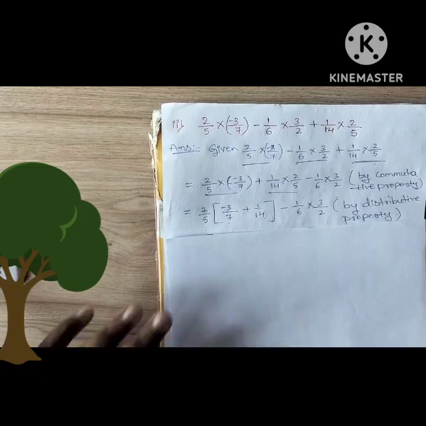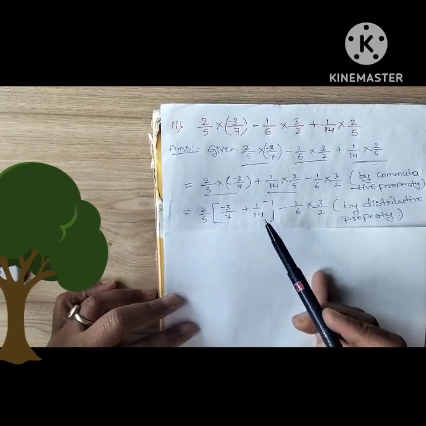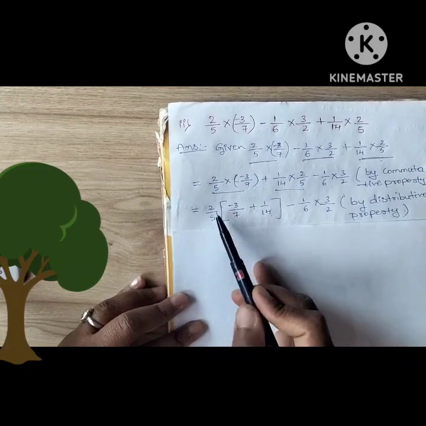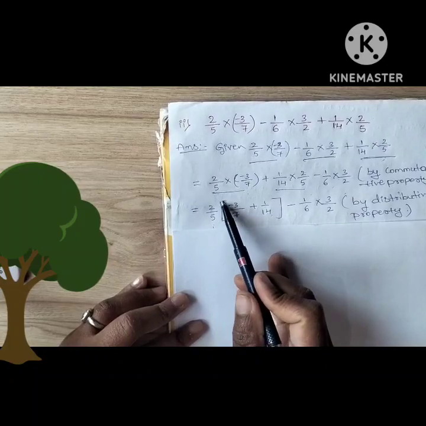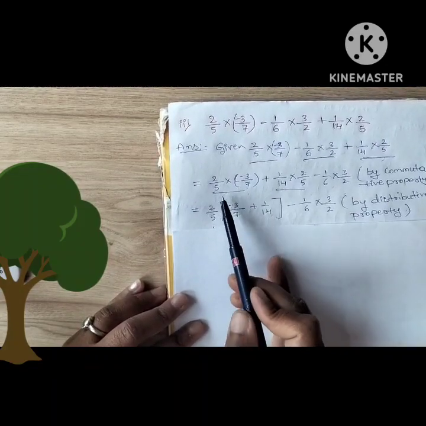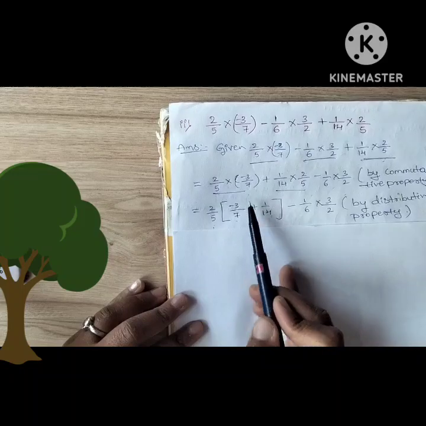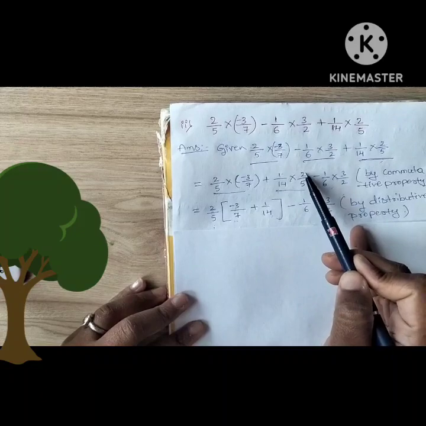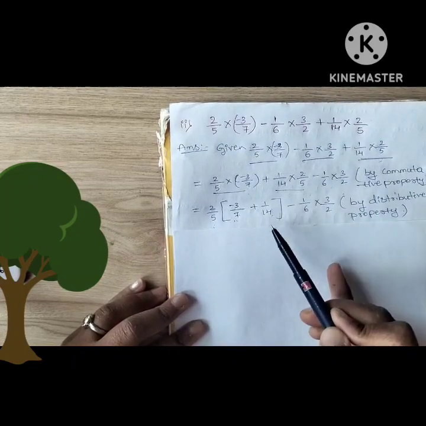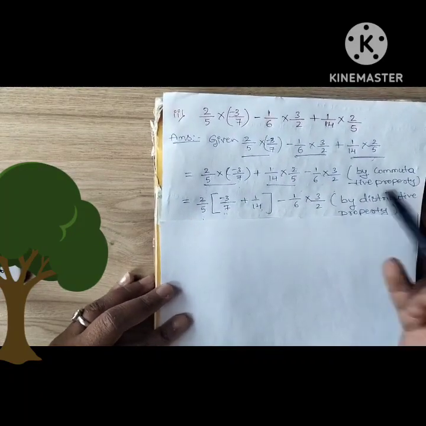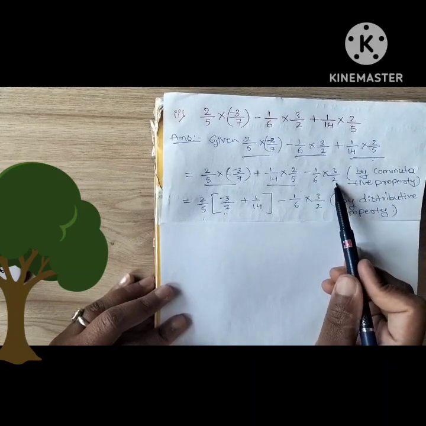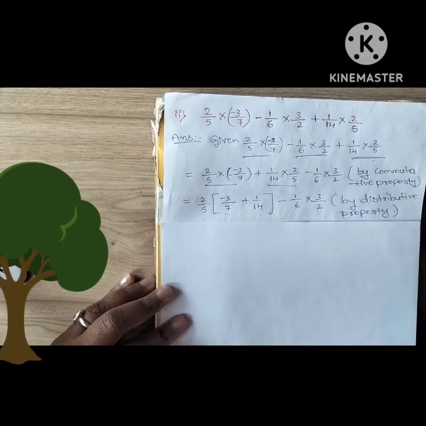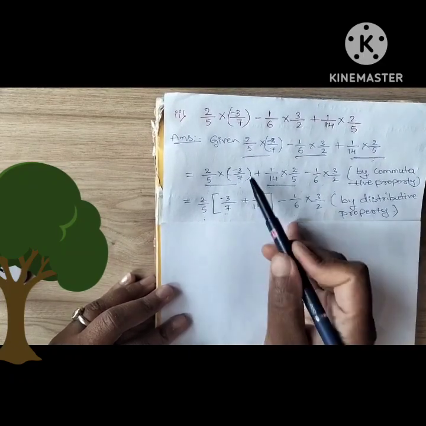Next, in the next step, in these two groups of fractions 2 by 5 is common here. Take 2 by 5 as a common factor. If we take 2 by 5 as a common factor, in this group of fractions minus 3 by 7 is left over. Okay. Next, in this group of fractions, if we take 2 by 5 as a common factor, 1 by 14 is left over. Okay. Next, minus, write the remaining fractions as it is, minus 1 by 6 into 3 by 2. That is by using the distributive property.